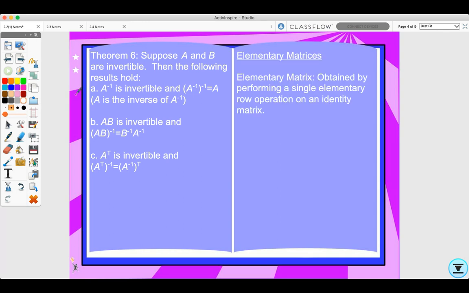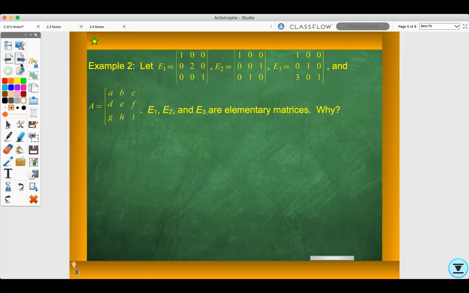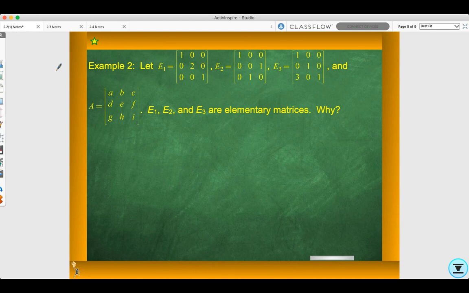Elementary matrices. An elementary matrix is obtained by performing a single elementary row operation on an identity matrix. So let's look at example 2. We have E1 equal 1, 0, 0, 0, 2, 0, 0, 0, 1, E2 equal 1, 0, 0, 0, 0, 1, 0, 1, 0, and E3 equal 1, 0, 3, 0, 1, 0, 0, 0, 1. And we have A being A, D, G, B, E, H, C, F, I. E1, E2, and E3 are elementary matrices. Why?